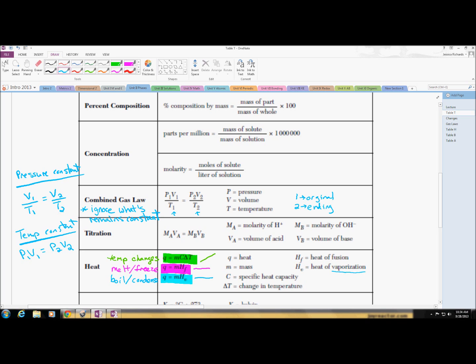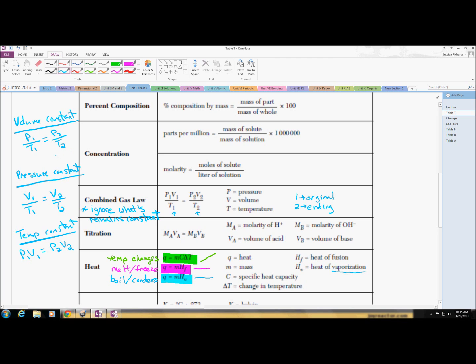And then, of course, last but not least, if the volume stays constant, so you have some kind of rigid container and the volume can't change at all, you have P1 over T1 equals P2 over T2. So you can just ignore what stays constant. If all three things change, you use the equation exactly the way it is.